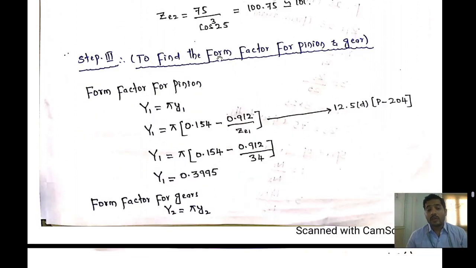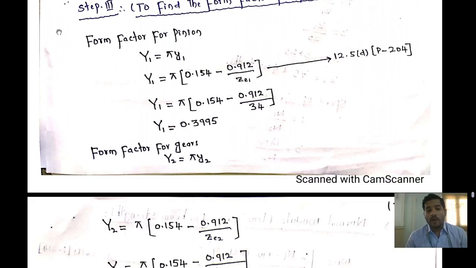After that, we need to find out the form factor for the pinion as well as for the gear. To find the form factor, we have the formula y1 equals pi times small y1, where small y1 is from Lewis's equation. So y1 is 0.154 minus 0.912 by ZE1, where ZE1 is 35. If you divide and multiply with 3.142, you will get the form factor value for the pinion as 0.3995.